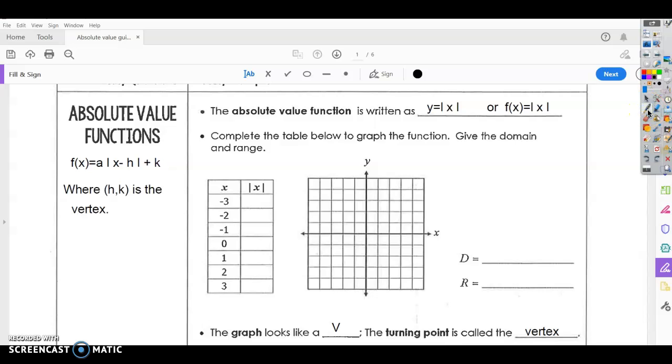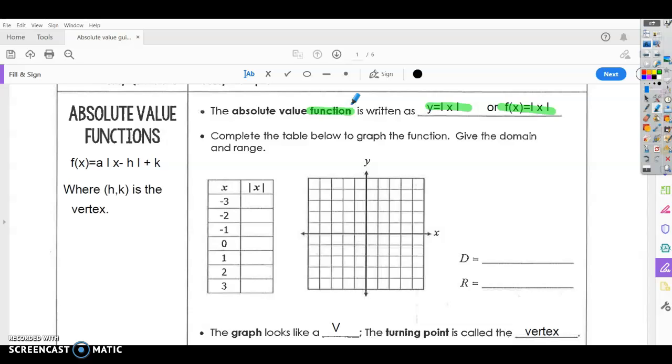All right, guys, today we're going to talk about absolute value functions, and particularly we're going to look at the graphs of absolute value functions. So an absolute value function is written as y equals absolute value of x, or you may write it as f of x equals absolute value of x. The reason I wrote it with f of x is because it says function, and usually we use f of x or g of x to represent function notation.